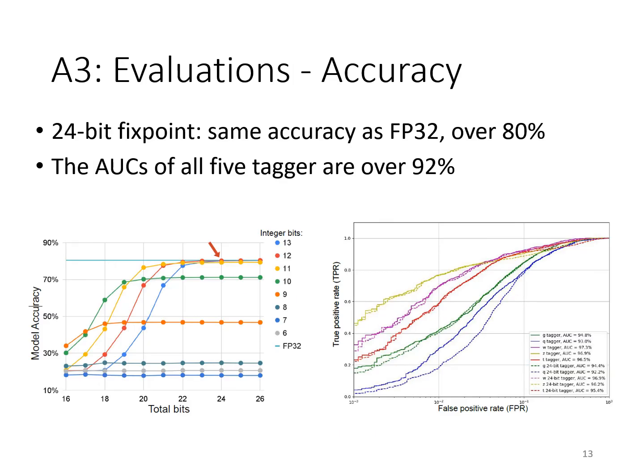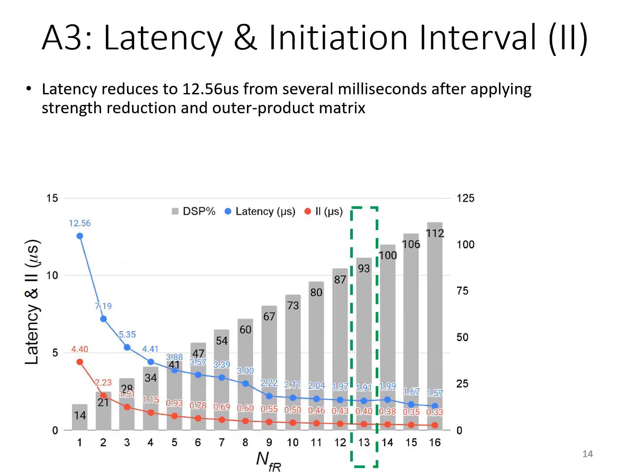In the next few slides, I will talk about evaluation results. With 24-bit fixed point, we achieve the same accuracy as the single precision floating point. With our proposed outer-product-based matrix multiplication with the custom strength reduction, we can achieve a latency of around 12.5 microseconds, which is reduced from around several milliseconds.